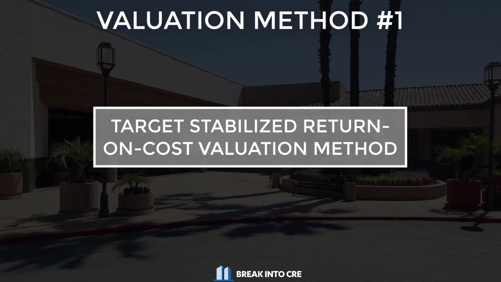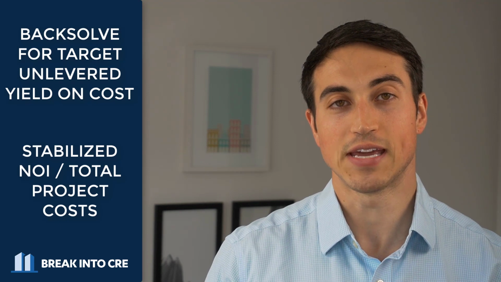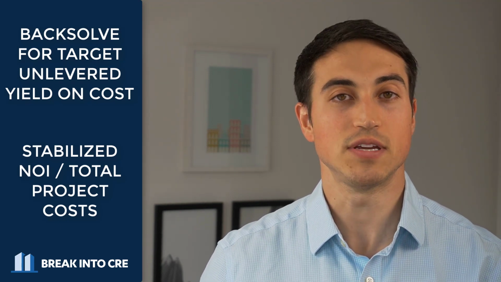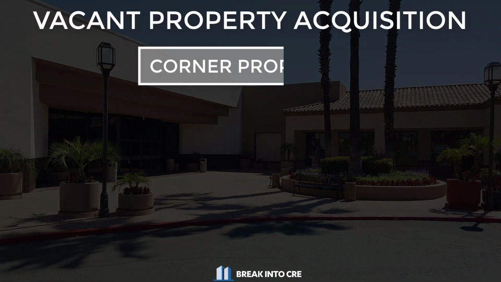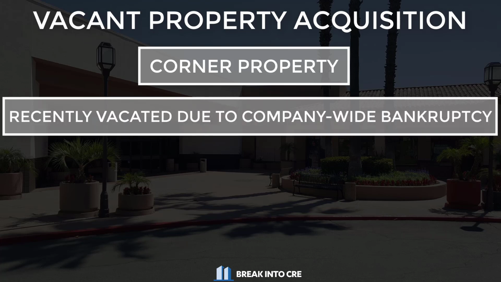And essentially what this analysis does is it allows you to back solve for a target unlevered yield on cost or stabilized net operating income yield as a percentage of the total cost of the project. So for example, let's say you're looking to buy a vacant corner property that was recently occupied by a fast food restaurant, but because of a company-wide bankruptcy, that fast food restaurant has recently vacated the premises.